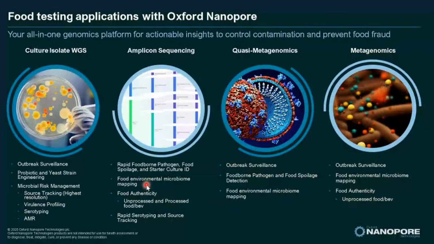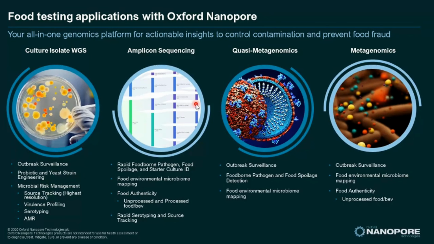So these are some of the four key offerings from nanopore technology to provide insights to control contamination and prevent food fraud. Okay. So the first one, nanopore technology can be used for the sequencing of the pure isolate of, let's say, bacteria or fungus. We can perform whole genome sequencing. This is useful for foodborne outbreak surveillance. It can also give us a better understanding for probiotic or yeast strain engineering purposes.